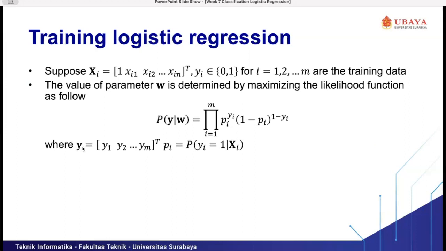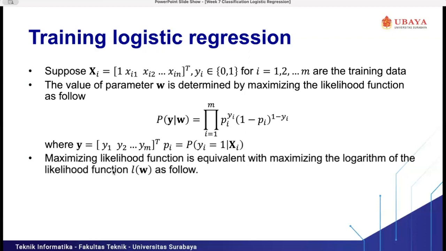Where y, which is the output, equals y1, y2 until ym, because we have m different training data, so the output will also have m values. And the Pi, which is the sigmoid function, we use our previous formula, which is P of yi equal 1 given xi attributes. Maximizing the likelihood function is equivalent to maximizing the logarithm of the likelihood function as follows.